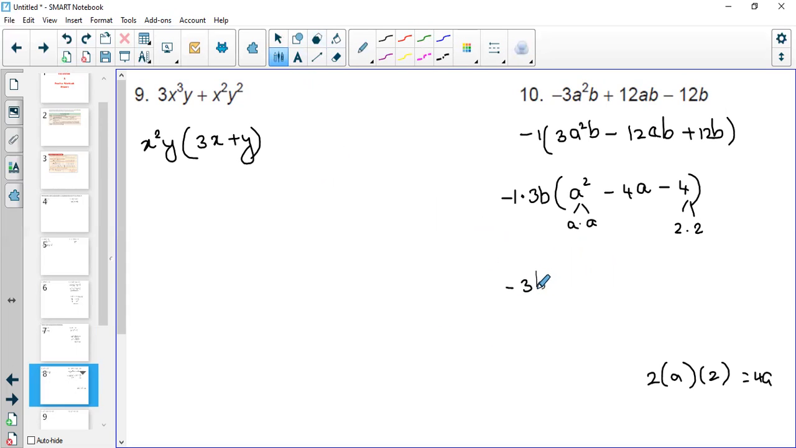So this is going to be minus 3b, a minus 2, a minus 2, right? Which means I could write this as a minus 2 whole square. So this is now completely factored, not the previous one.